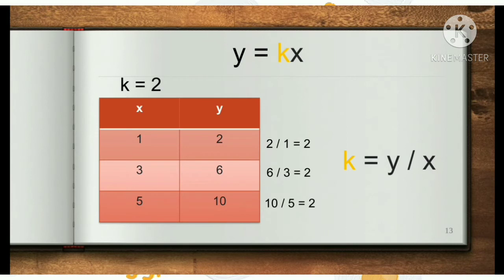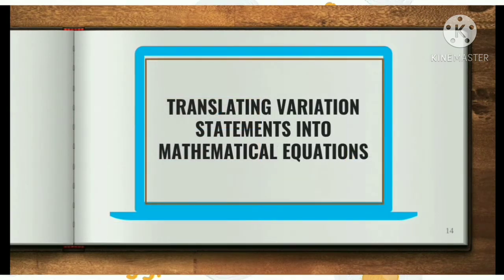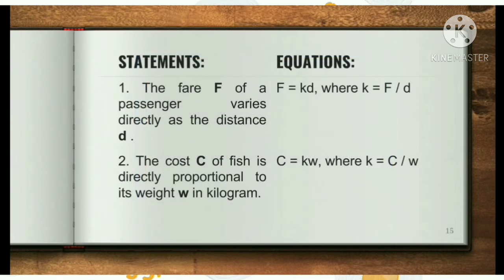Again, for two quantities with direct variation, as one quantity increases, the other quantity would also increase. Let's proceed to translating variation statements into mathematical equations. Let's translate each statement into an equation. We're going to use k for the constant of variation.